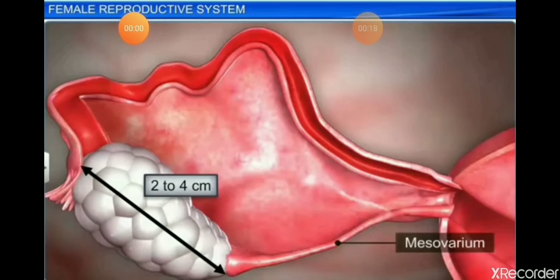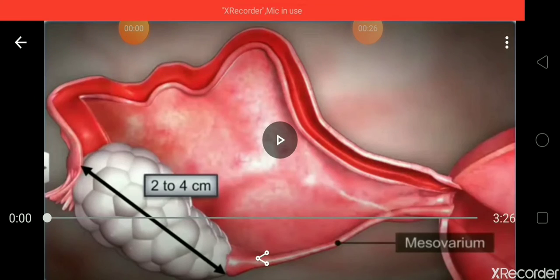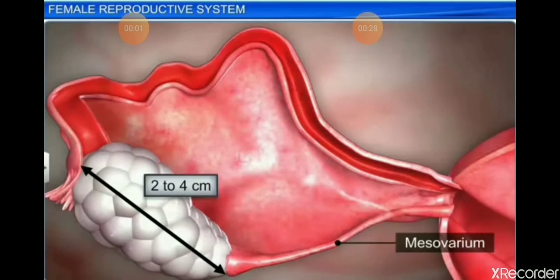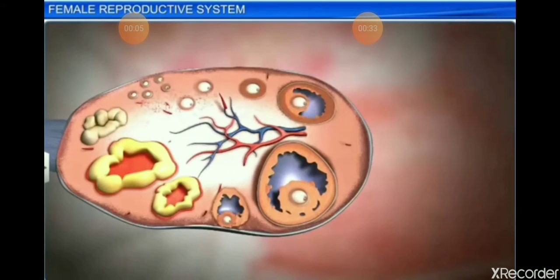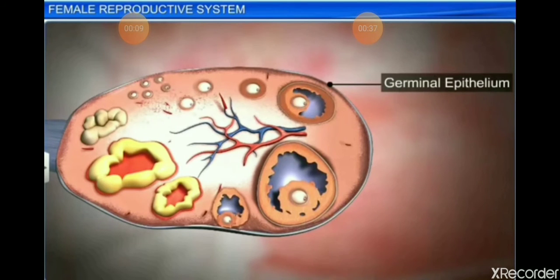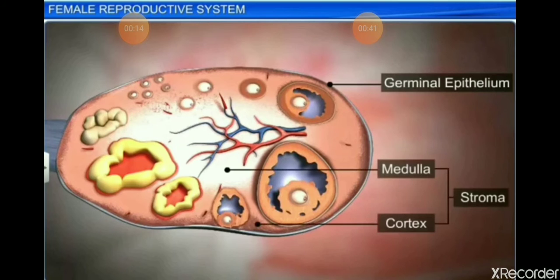So you can see the connectivity. The ovary gets attached to the uterus by means of the ligament called mesovarium. This is a section of the ovary, inside which you see cells of different stages. The outer covering is called germinal epithelium and the inner region is called stroma.